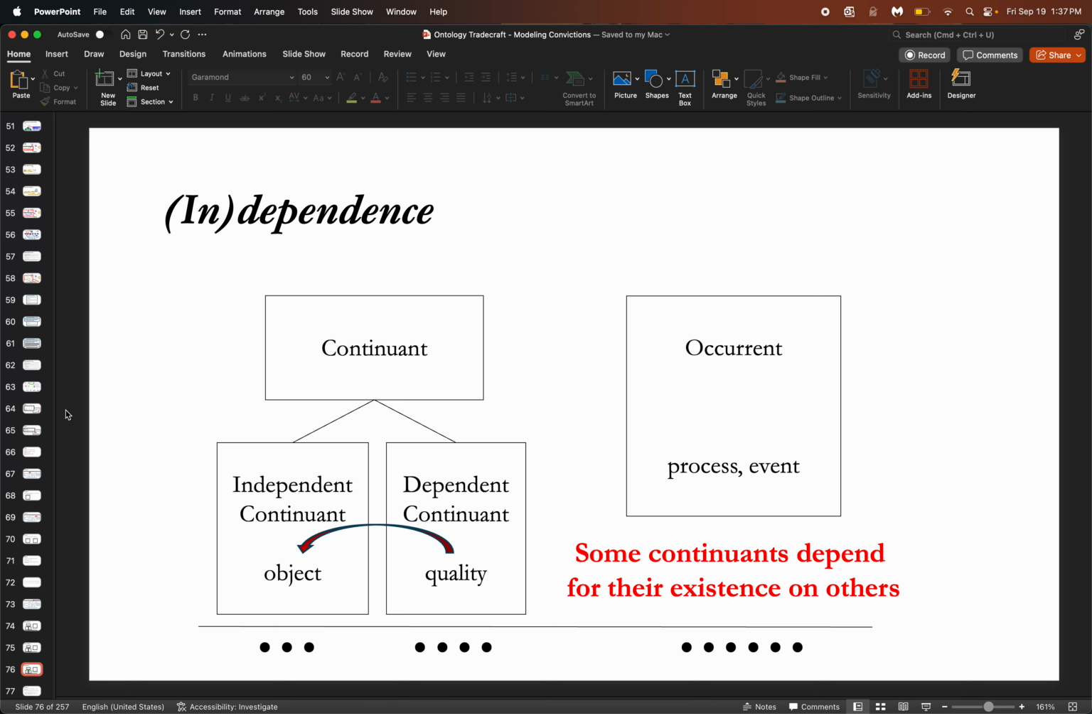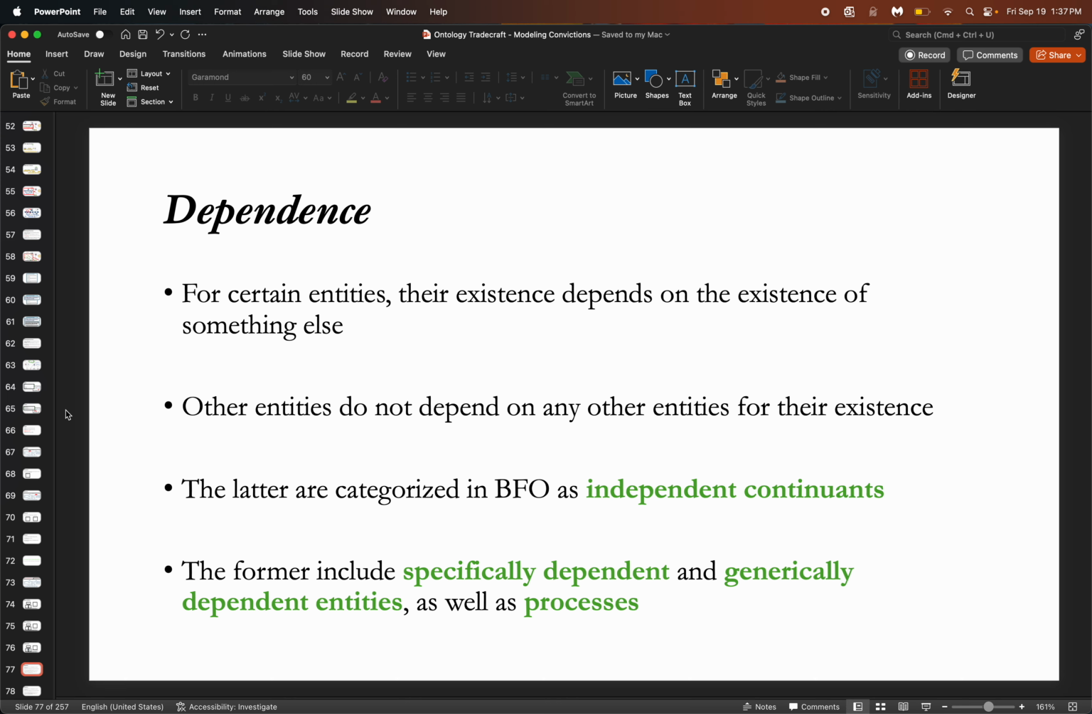Independence or dependence is also an important notion at the core of the basic logic of Basic Formal Ontology, because some continuants depend for their existence on others. Qualities, for example, will depend on objects. Dependence is cashed out in terms of this notion of existence. Some things have to depend on other things to exist, and others do not depend on anything for their existence. The latter are categorized in BFO as independent continuants. They don't depend on anything else for their existence. But the former include what we call specifically dependent and generically dependent entities, as well as processes.